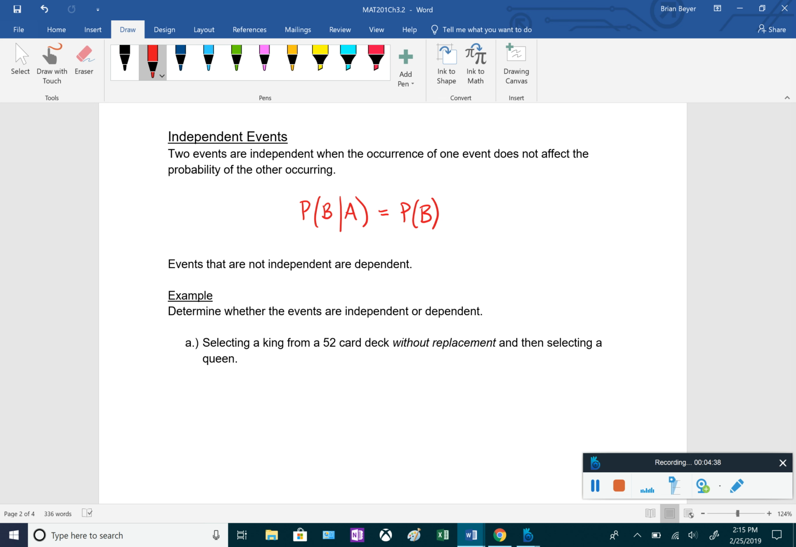Events that are not independent are just called dependent. What that means is that the probability of B given A changes the probability of B, so this does not equal the probability of B, which we saw in the first example that we did on the previous page.